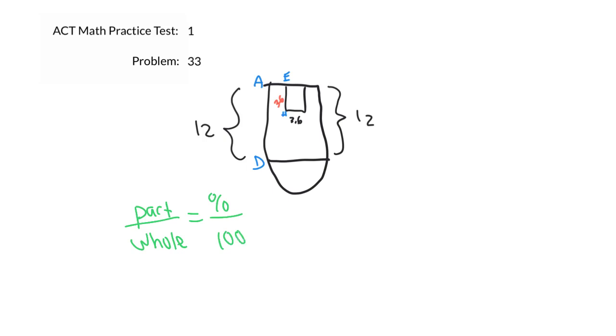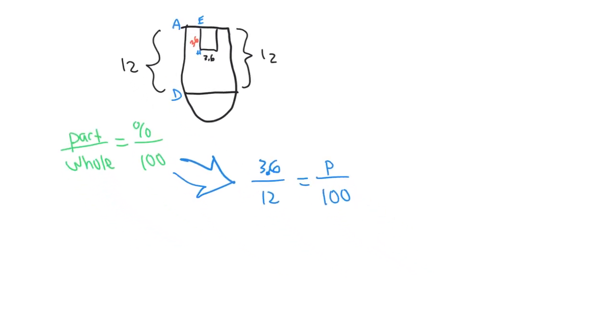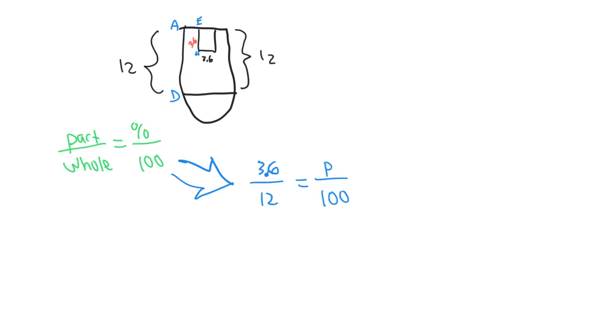You can use that format, where in this case the part is 3.6, over the whole, which is 12, and that's going to equal the actual percent. I'm going to call the percent P, over 100. Let me make it clear that this is indeed a decimal. From here, we could cross multiply, multiplying 3.6 times 100 and P times 12.